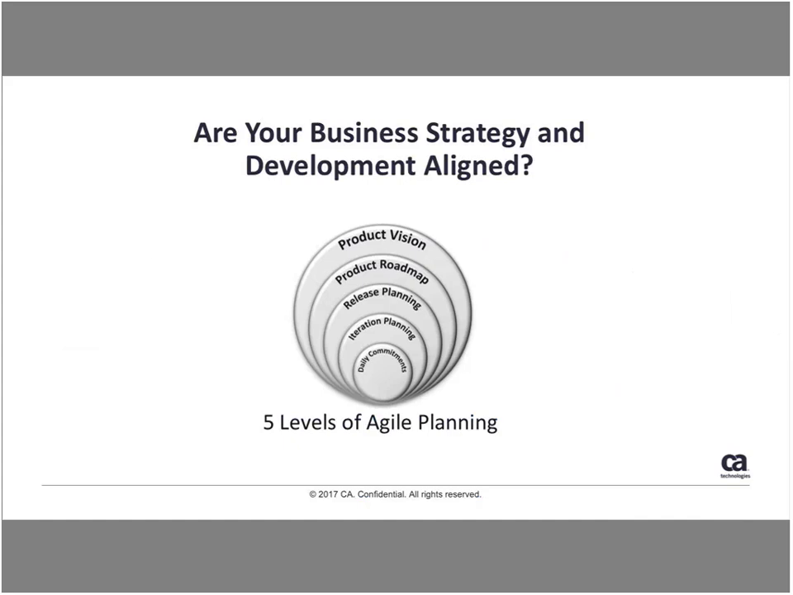So when we start this, we look at the 5 levels of Agile planning. Are your business strategy and your development aligned? That's the key here. And a couple of questions to think about as we go through this: How do you know that the development teams are working on the right stuff? How does the business know that the features are going to be delivered? And do the development teams understand how the work they're doing supports the business needs?